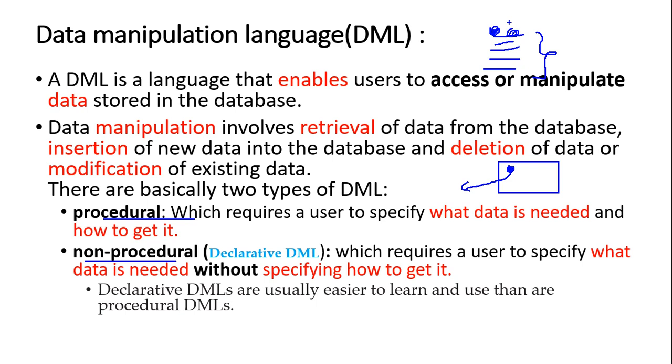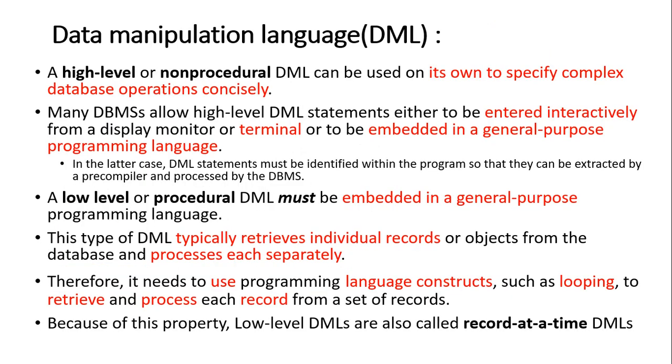In the non-procedural, also called declarative DML, you just tell the database that I want you to give me the student name, student marks, student roll number. How to retrieve it, you don't specify. The database system or DBMS will do that for you. Okay, so the non-procedural DML, that is declarative or also called high-level DML, is used to specify some complex operation precisely. It doesn't mean that you have to have programming knowledge. You can just ask the database, give me some data, and it's going to retrieve the data and give it.